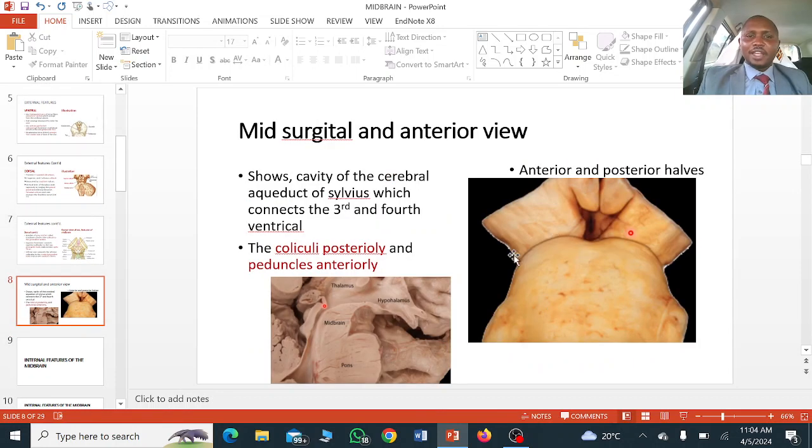Here is the mid-sagittal view of the midbrain, again showing the cerebral aqueduct, and anteriorly you have the cerebral peduncle, and posteriorly you have the colliculi that have been talked about previously. Again, here you can see the cerebral peduncles converging inferiorly to enter the pons, and you can see the perforated substance that we talked about in the anterior view.